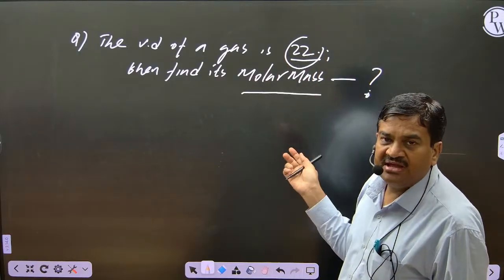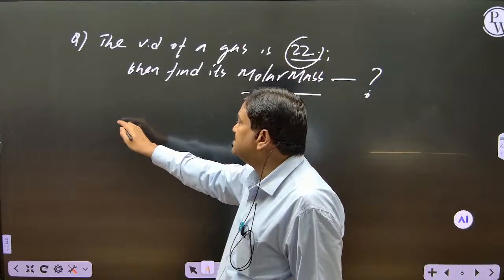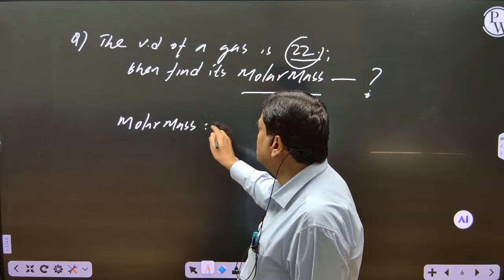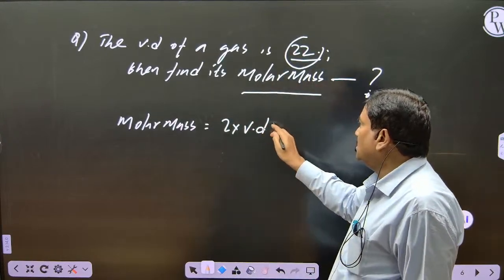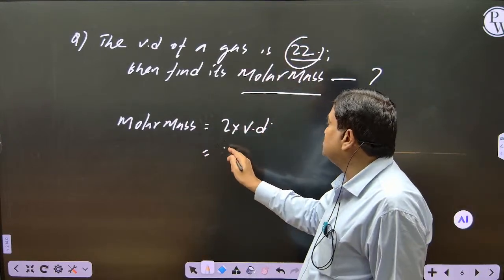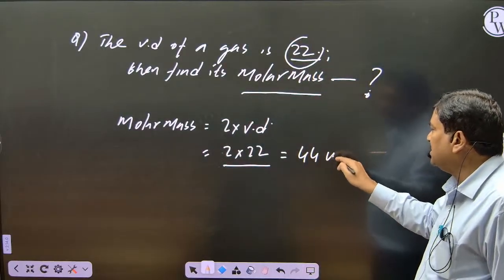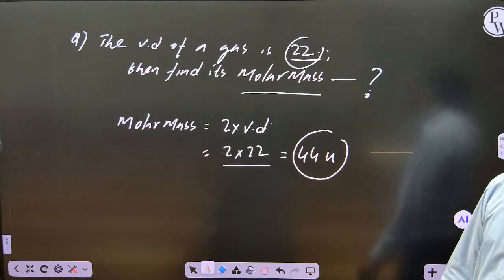So what is the relation between vapor density and molar mass? Molar mass of the gas is equal to twice of vapor density, no? So it is direct and simple. This 2 is to be multiplied with 22. So what should be the answer? 44, in what units? u. What is u? Unified mass.